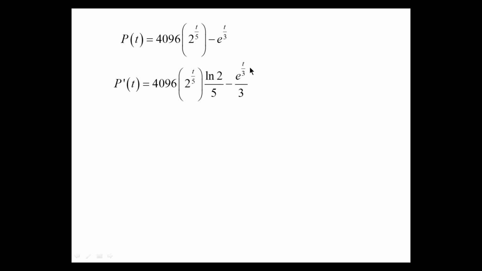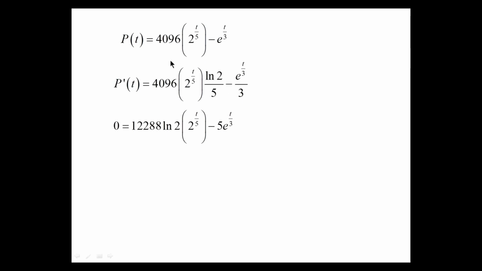Now to solve one of these things, we have to solve for t when we set it equal to 0. And, well, I don't like the fractions. They're awkward. So when I set this equal to 0, I'm allowed to multiply through by a constant number. And so I multiplied through by 15.